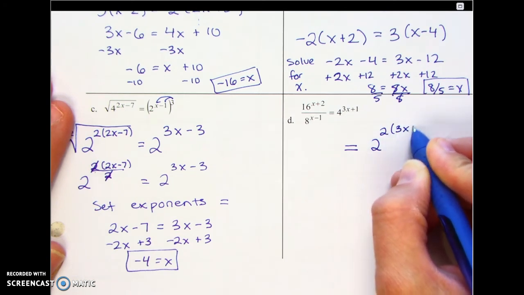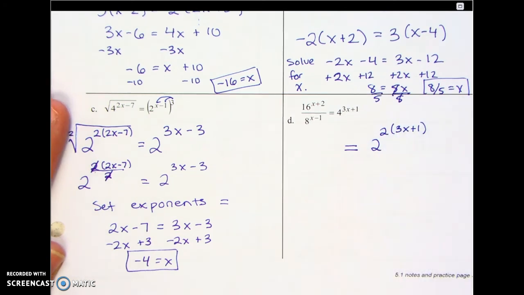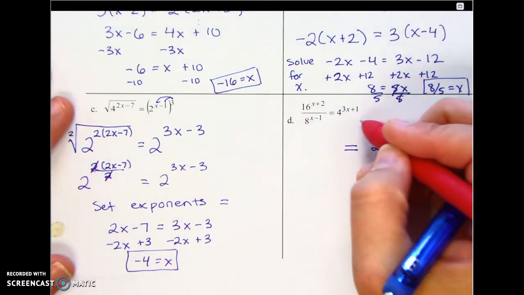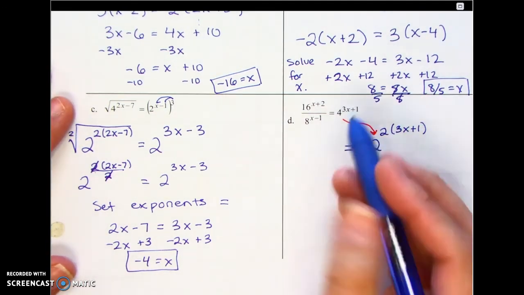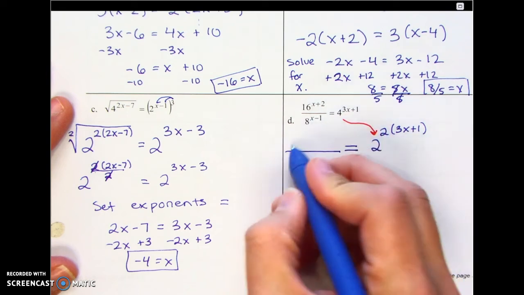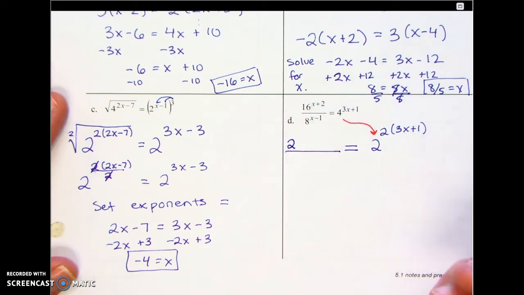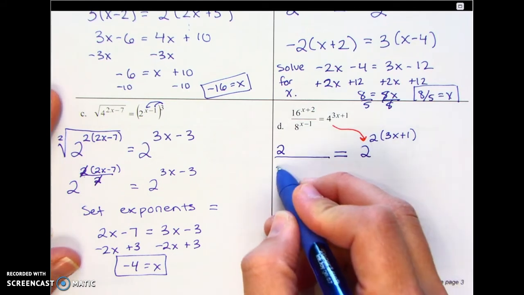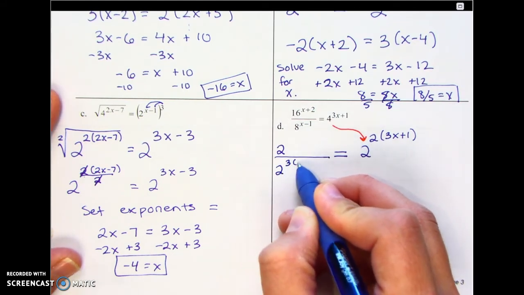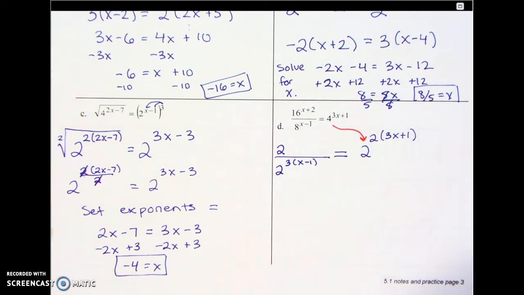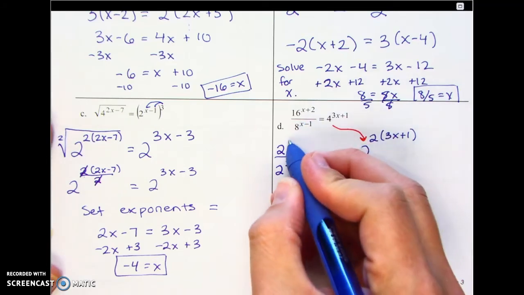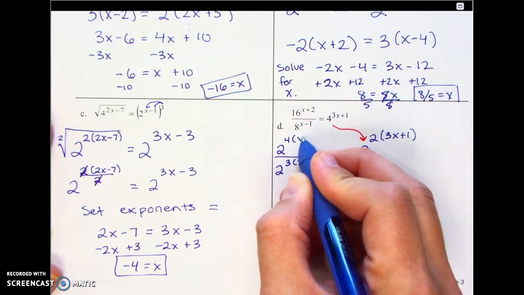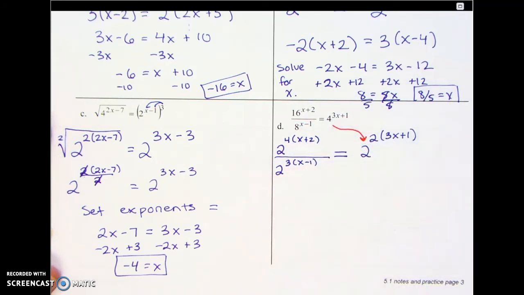2 squared. Y'all agree with that? Okay. And then 16. 8 is 2 to the 3. So 16 must be 2 to the what power? 2 to the 4. Isn't that beautiful, all those 2's?